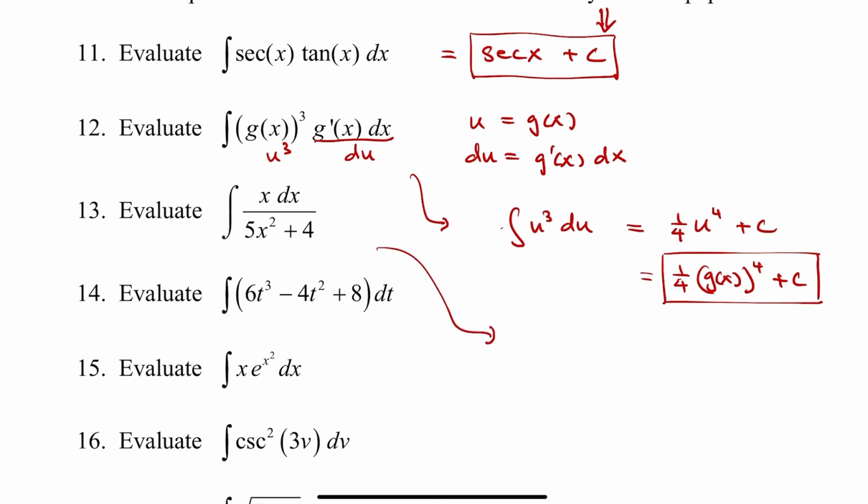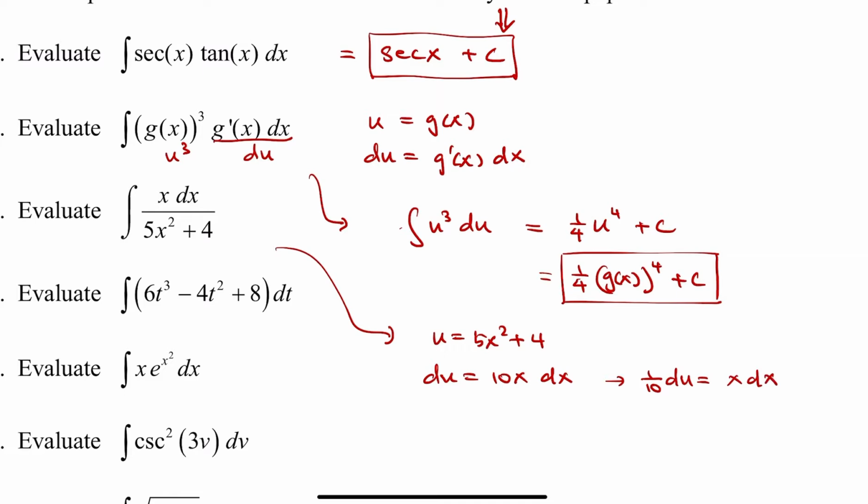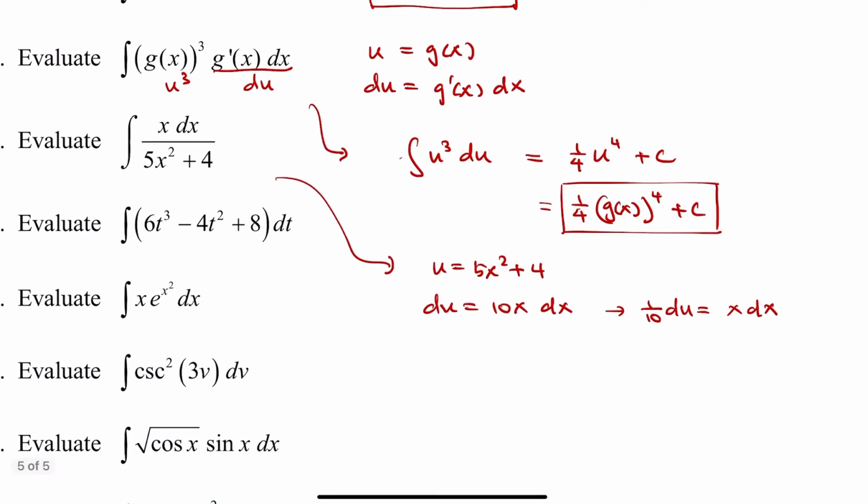Next one, number 13. You can also use u sub. Let's say u equals the denominator, 5x squared plus 4. When you take a derivative of both sides, du equals 10x dx. When you isolate x dx, 1/10 du becomes x dx. So that equation becomes the integral, instead of x dx, 1/10 du, but 1/10 you can take in front. So 1/10 integral du over u.